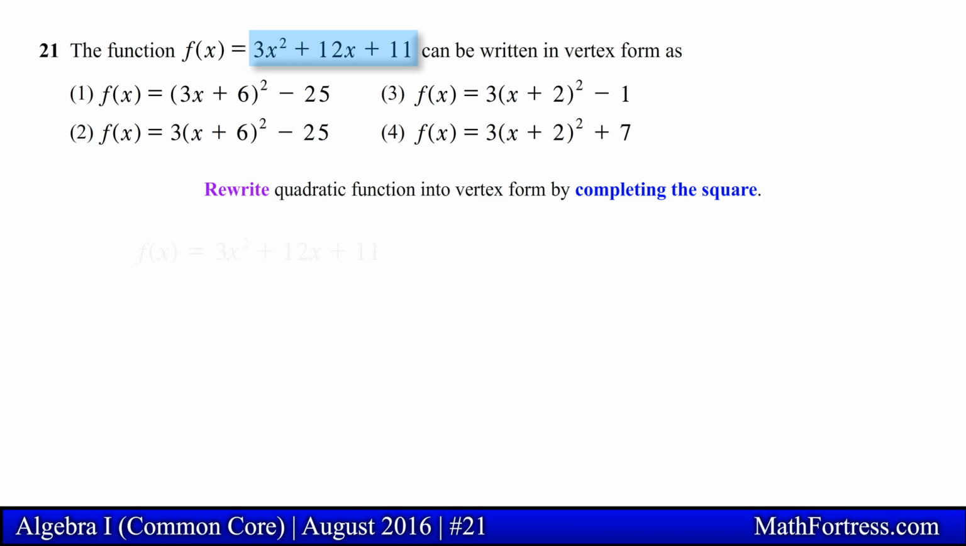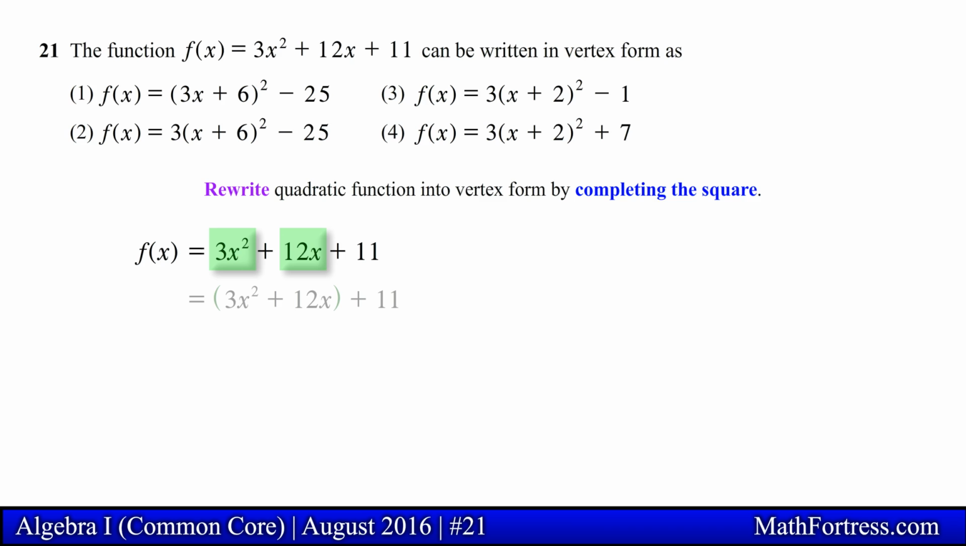We accomplish this by completing the square, by making use of the quadratic and linear terms of the function. We start by grouping together the quadratic term and linear term, in this case 3x squared and 12x. Next, we factor out the coefficient of the quadratic term, in this case 3. Doing that, we obtain the following quadratic expression that has a leading coefficient of 1.